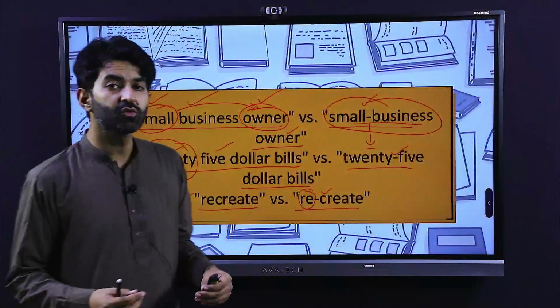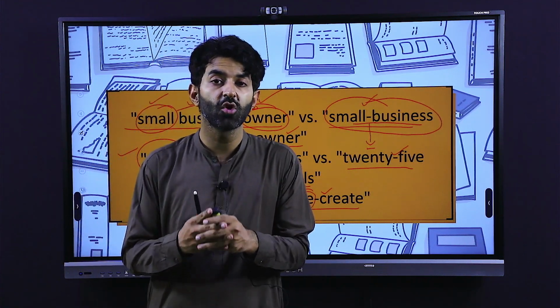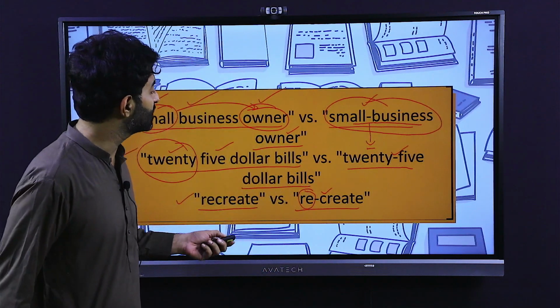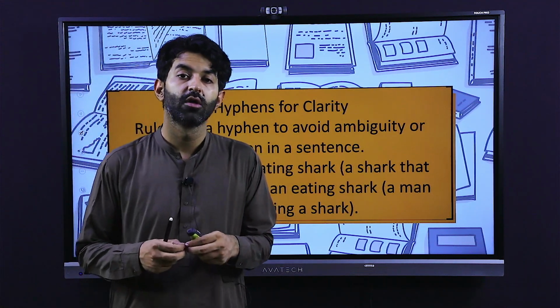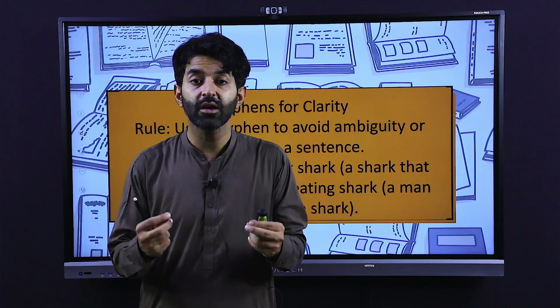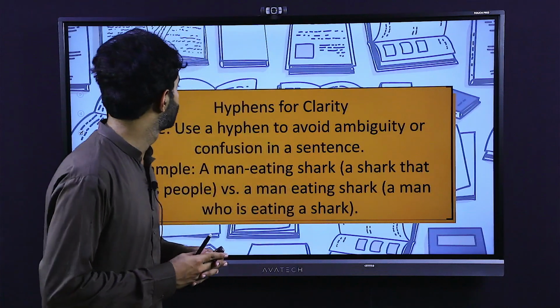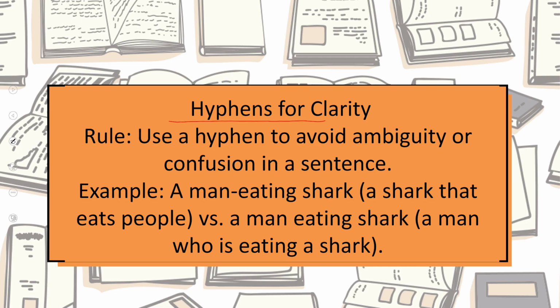So the hyphens, when we're using them, we need to be using them carefully, because if not, then the meaning will be lost. So I hope that these three examples are enough to clarify the importance, the cruciality or the significance of hyphens. Now, why do we use hyphens? We use hyphens for clarity in our sentences, in our writing. Now, let's look at this rule.